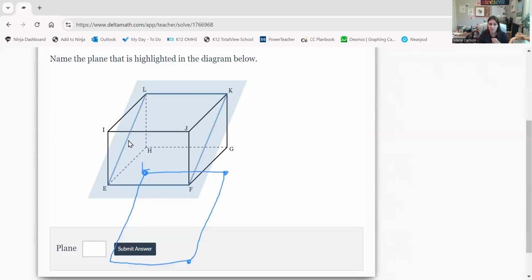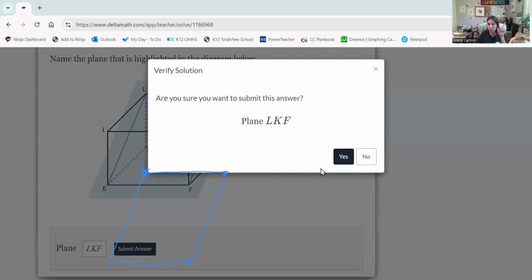So hopefully you can see that kind of straight path that goes in a parallelogram. So I can just pick 3 letters there. So I'm going to do LKF. I could do EFL. I could do any combination of the letters L, K, F, or E, as long as there's 3 of them.